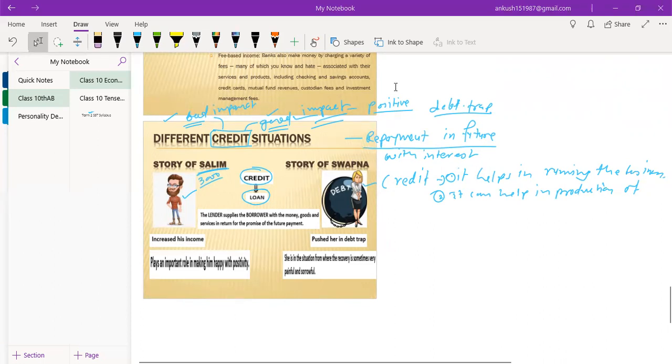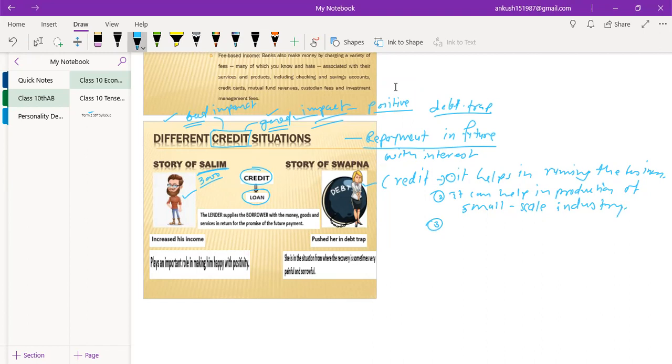So it can help in production of small scale industry. What is small scale industry? You might have studied it in your eighth and ninth standard. Have you studied it? Yes, sir. Small scale industry is where the capital is less, the labor is less, and its turnover is also less than the large scale industry.